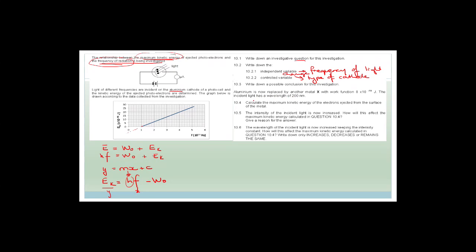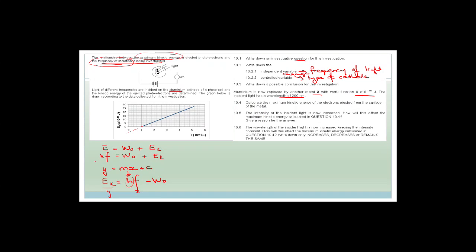Now it says aluminium is replaced by another metal X, which has a work function of 8 times 10 to the minus 19 joules. The incident light has a wavelength of 200 nanometres. It says calculate the maximum kinetic energy of the electrons ejected from the surface of the metal.